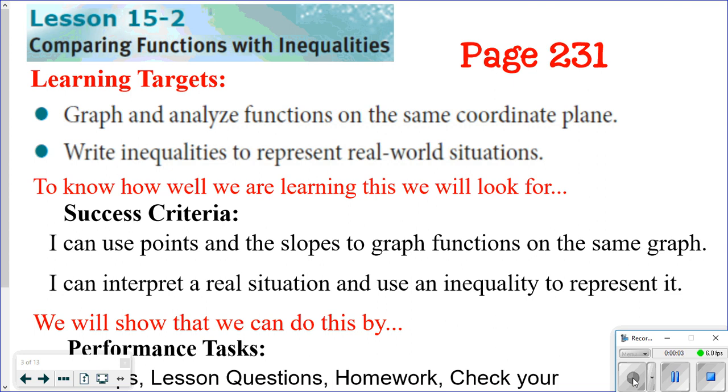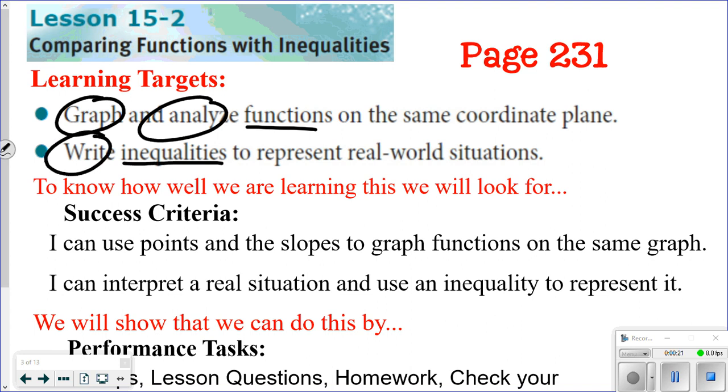Hey everyone, go ahead and open your books to page 231. We're going to be in lesson 15.2 talking about functions with inequalities. So we're going to graph and analyze functions on the same coordinate plane and write inequalities to represent real world situations. If you remember from first trimester, we had less than, greater than or equal to, etc.